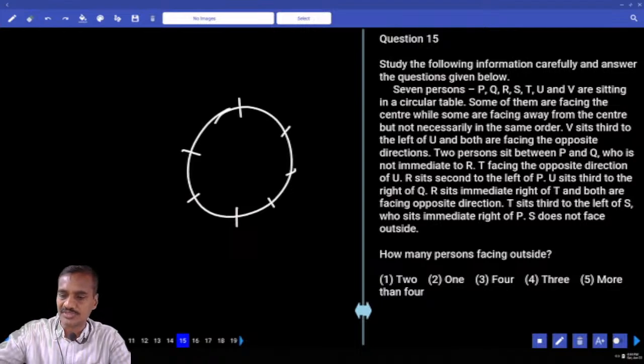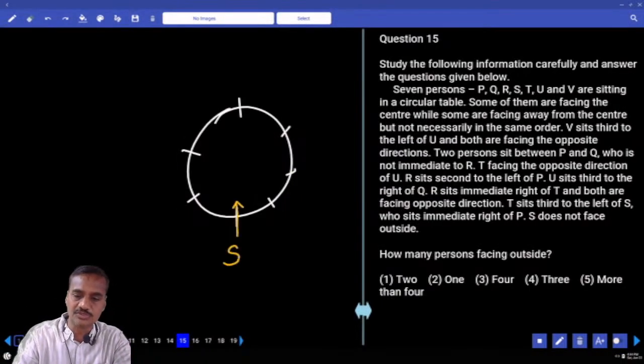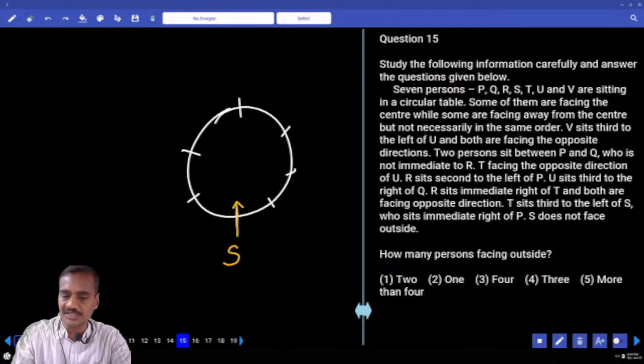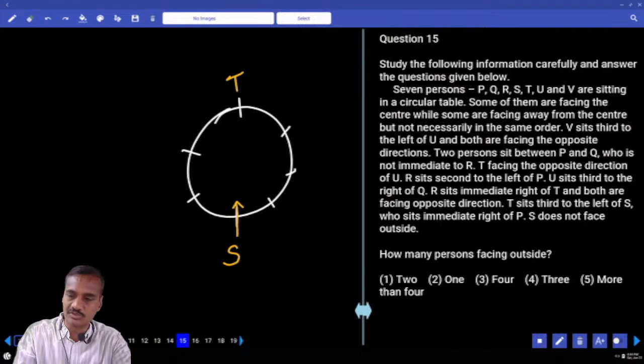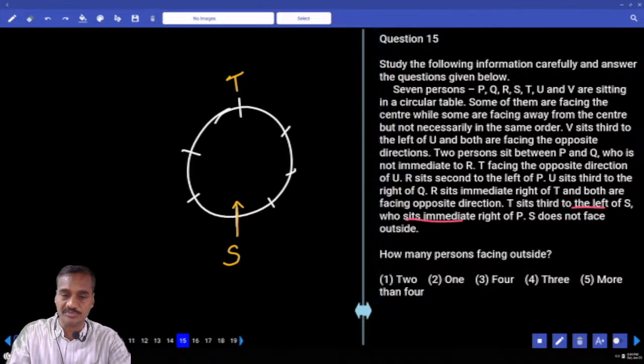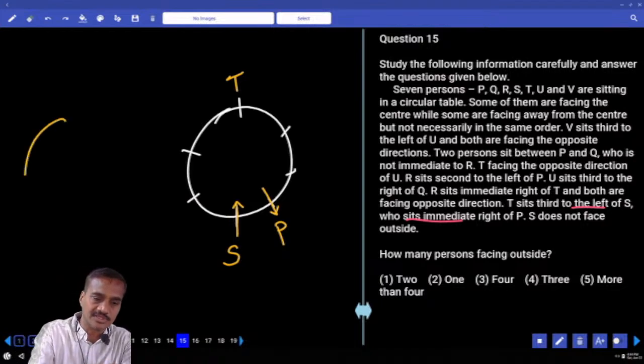Now let us start with S then. S does not face outside and S must be facing towards the center. Now if S is facing towards the center, then T sits to the left of S. S is to the immediate right of P, there are 2 possibilities. And if P is here, S is to the immediate right of P, P must be away from the center. Clear? Or next, the second case.